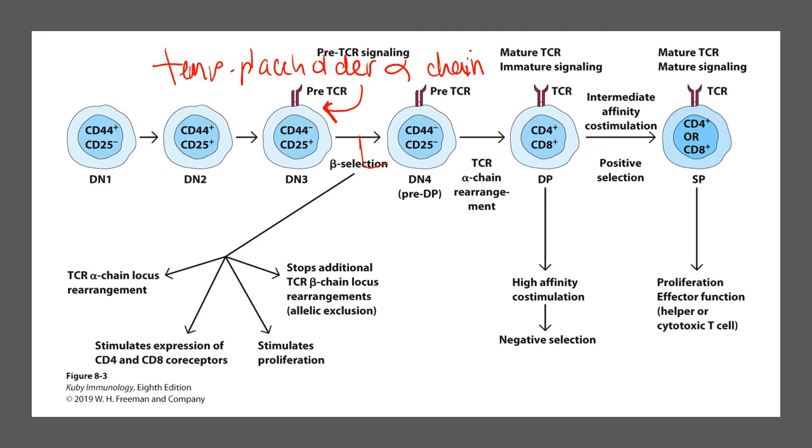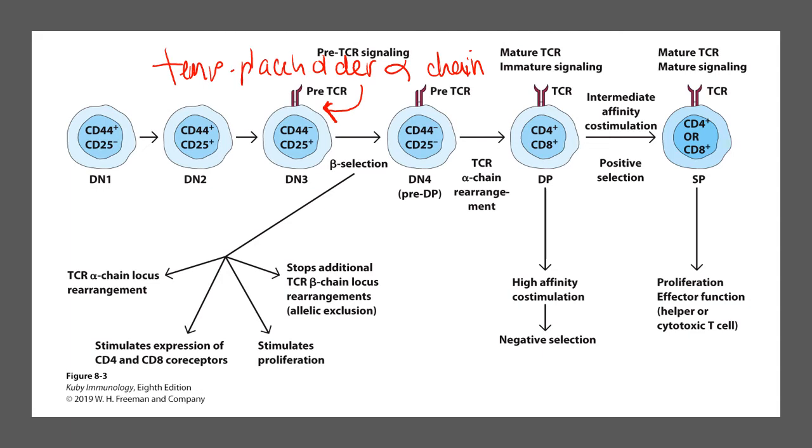Assuming beta chain rearrangement is successful or beta selection is successful, the cell then needs to actually get a real alpha chain instead of its temporary little placeholder alpha chain. You stop recombining more beta chains. That's allelic exclusion, again, because you've already done a functional one, so there's no need to try to rearrange the other gene. You go through a round of mitosis at this stage. So proliferation is definitely something that is a product of successful signaling through that pre-T cell receptor with the temporary placeholder alpha chain. And it starts to stimulate expression of CD4 and CD8 co-receptors.